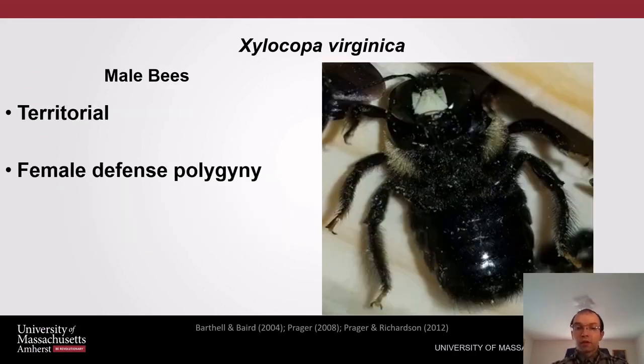Male carpenter bees are territorial. Once they establish a territory, they will fly at and buzz at any intruder to the territory. These male bees also engage in female defense polygyny, which means a male will defend any breeding females inside of its territory. So if, for example, a male has a territory that contains a nesting gallery, the male will defend all of the females from intruders that live in that nesting gallery.